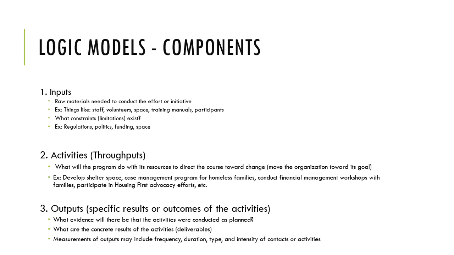Once you've established the specific activities that your organization plans to take on, you're going to look at the third section, which is outputs. These are the specific results or outcomes of the activities that you've established. Here you are going to show any evidence that you expect will exist that the activities were conducted as planned. So your organization says that it's going to create a case management program for homeless families that includes financial management workshops. And you need to show that you did that and that there are outcomes as a result.